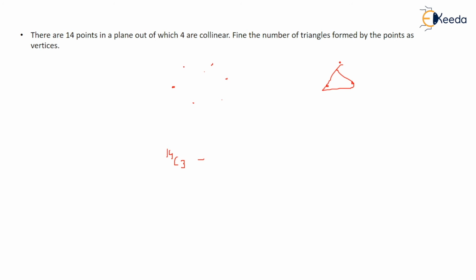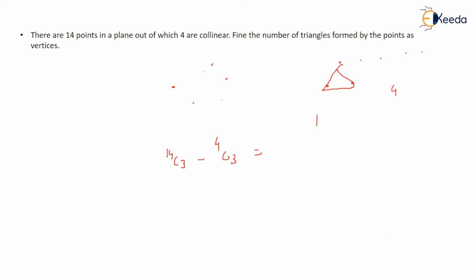But you know that 4 points are collinear. 4 points collinear means they are on the same line, like this. So this is the meaning of collinear. Whenever such a collinear case comes, you take the number of collinear points, that are 4, and 3 are required to make a triangle. So after you separate it, you get the answer.